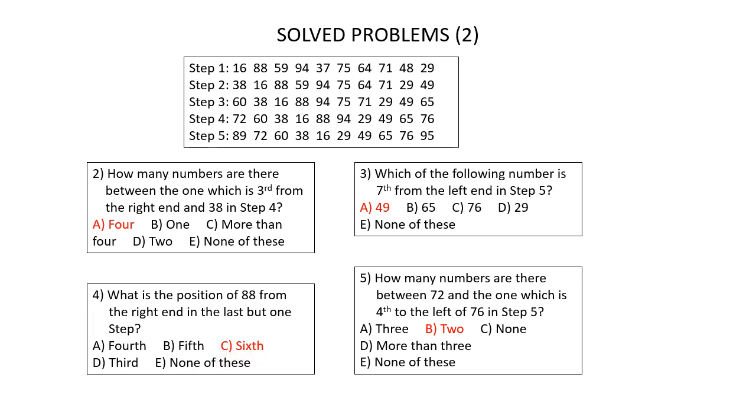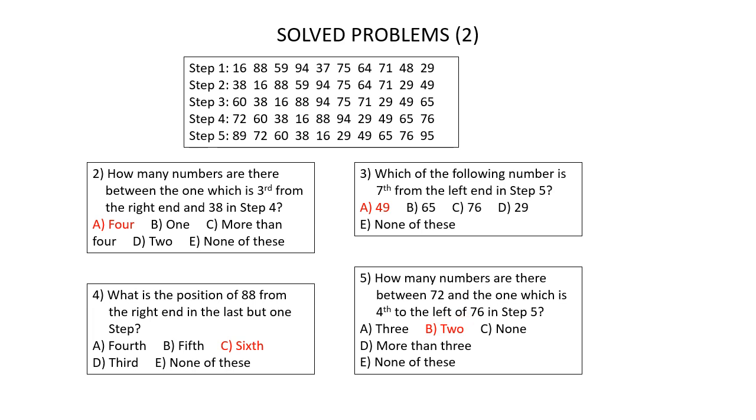Question number 5. How many numbers are there between 72 and the one which is fourth to the left of 76 in step 5? Here you are given 5 options and you have to find out which of these options is the correct one. So here you are asked to find how many numbers are there between 72 and the number which is fourth to the left of 76 in step 5.